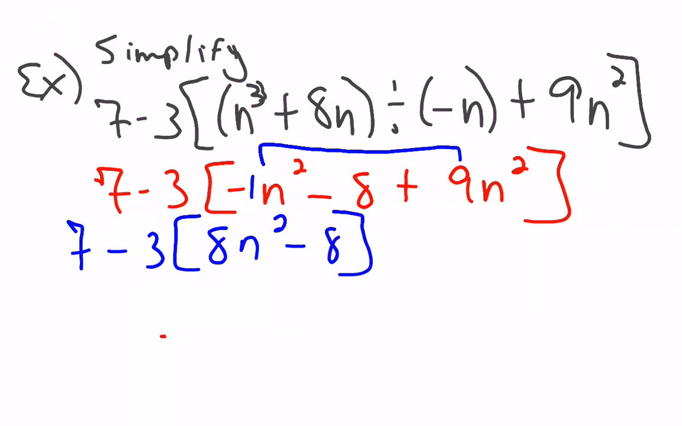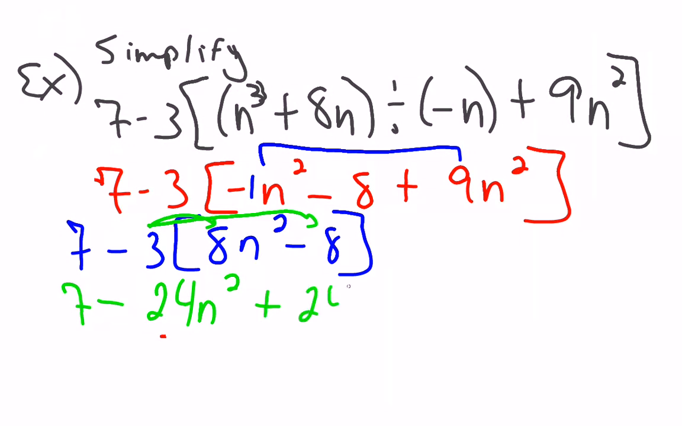Our next step is to distribute the 3. 3 times all of that. So we have 7 minus, so 3 times 8n squared gives us 24n squared. And 3 times 8, so it's a negative times a negative makes a positive. 3 times 8 is 24.